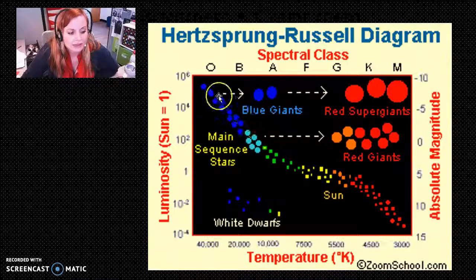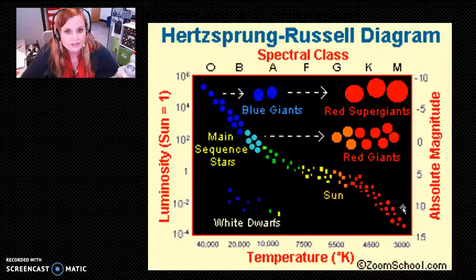And we can look at this as a relationship between brightness and temperature. In general, the brighter the star, the hotter the star. The dimmer the star, the cooler the star. And that's what this graph represents. But it also shows us that stars don't always follow this relationship.